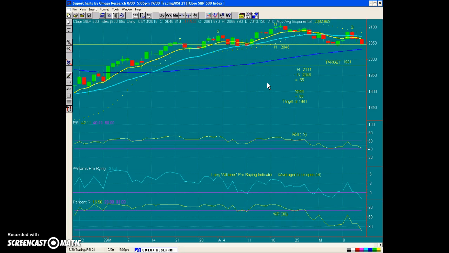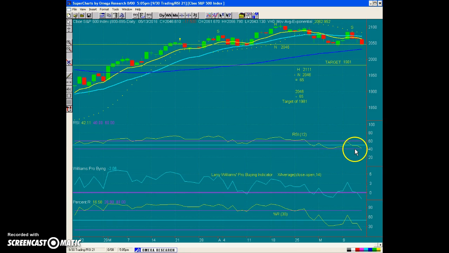So the daily chart is showing us some weakness. This is the 930 chart, the 9 EMA and the 30 weighted moving average. The 9 is a yellow line and the blue line is the 30 weighted moving average. Again, we can see that the market closed right there at the 2046 level. And again, the big question is, do we hold there or do we come down to this 1981 level? That's a possibility, a real possibility.